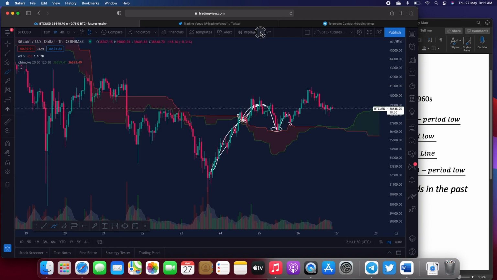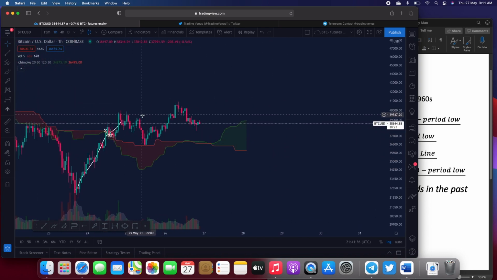It is also useful to note that we trade when the price is above or below the Ichimoku cloud. If the price is inside the cloud, then it implies that the market is in balance and there is no particular bias either to the bullish momentum or to the bearish momentum.